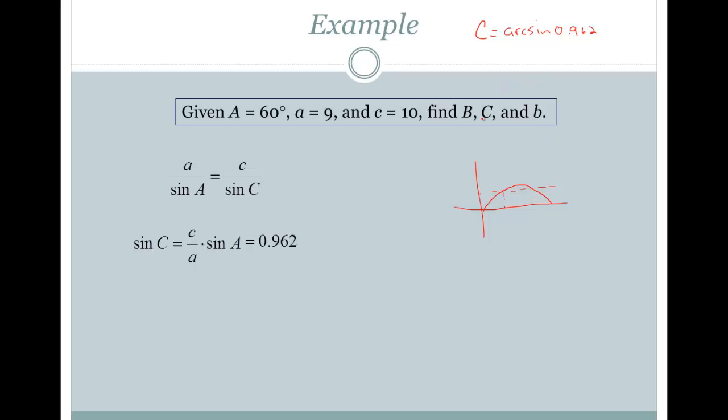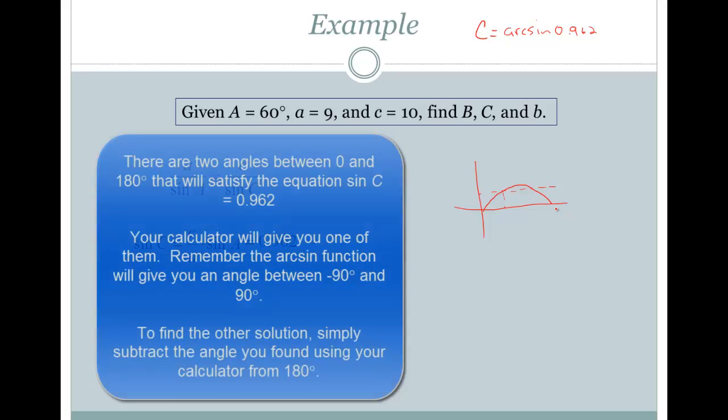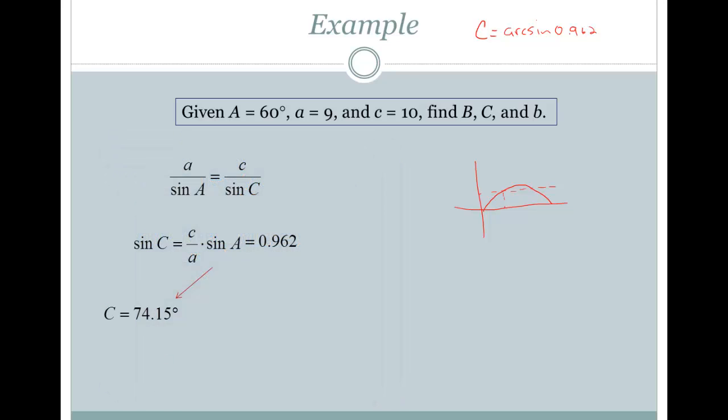To find that other angle, it's just 180 degrees minus whatever the original angle is that we found. So if the first angle is 74.15, we can find B, because again, the sum of the angles in a triangle is 180. To find B here, I said 180 minus the 60, which is angle A, minus 74.15. That's angle B right there. Okay, and that's how I got that.